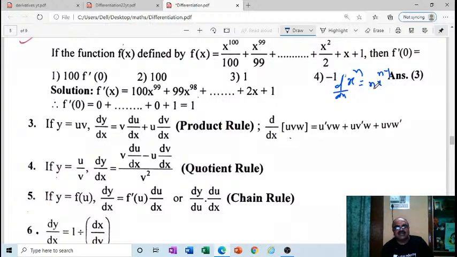Friends, until the last value, all the rest have x in them, and when I put x as 0 in f dash of x, all these values become 0. What is going to remain? Only the value 1. So 0 plus 1 is equal to 1.